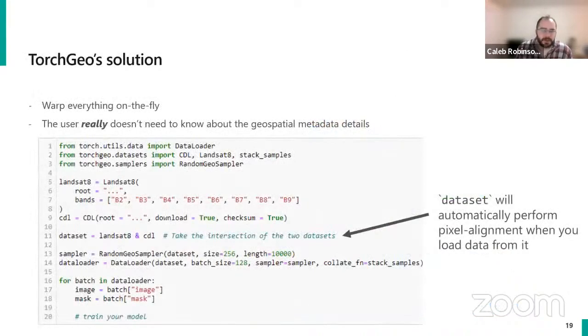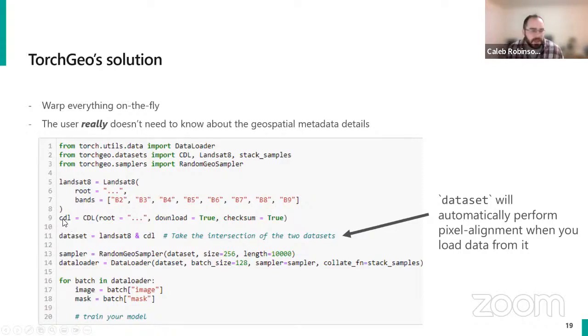So what we're doing in TorchGeo is this process completely on the fly, in a way that's hopefully abstracted out from the user enough so that they don't have to know about this at all. So what this code sample here is showing is how this works for exactly that Landsat 8 and CDL example that I was showing previously. So you instantiate a Landsat 8 dataset as just a PyTorch dataset. You pass it the root directory in your file system where all your data files can be found and which bands you want to load in.